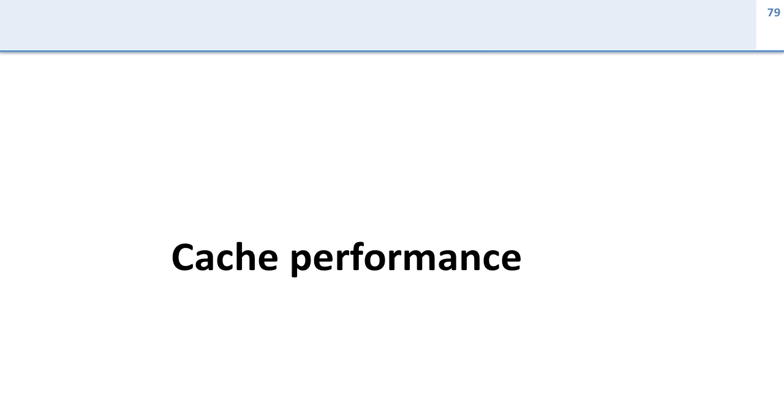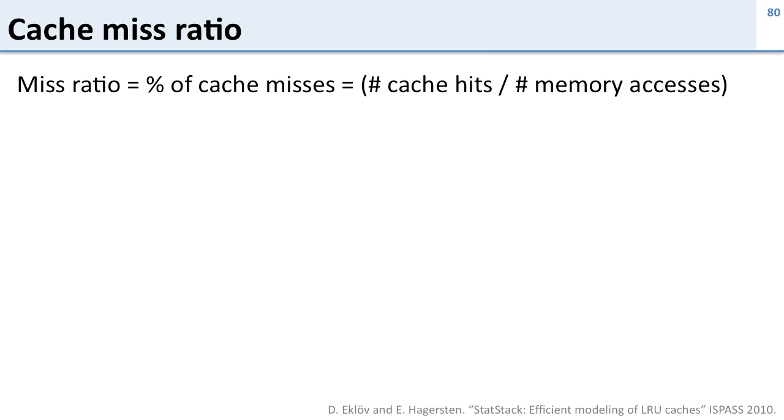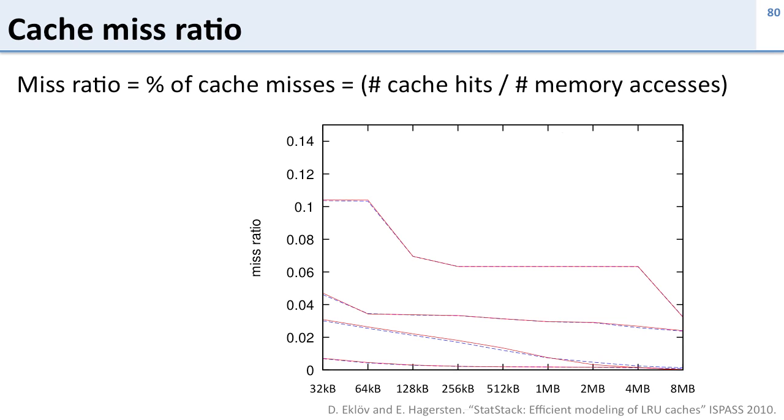So the whole reason we did caches was performance, so let's talk a little about the performance impact of caches. So what is a cache miss ratio? Miss ratio is one way to talk about the effectiveness of caches, and the cache miss ratio is the percent of cache misses. So this is the number of cache misses over the total number of memory accesses.